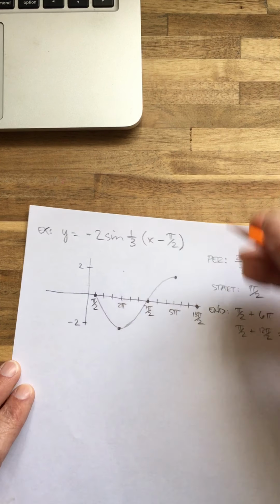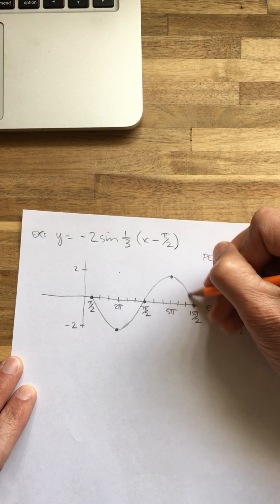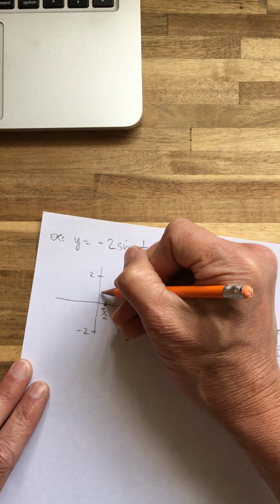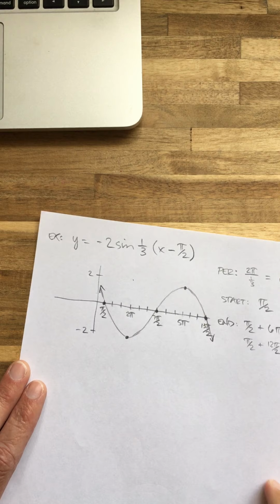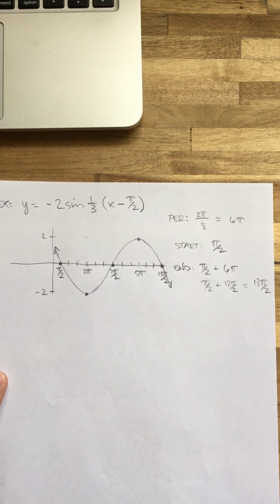And so I'll just draw this in here, and connect it all. All right, and that's basically it. And again, put an arrow there, put an arrow here, just so you know it continues on like that.